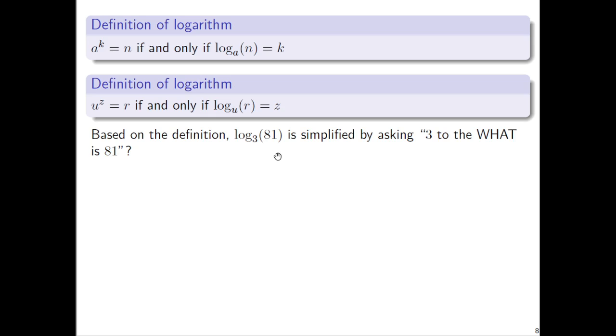So based on the definition, we went through this last time, but log base 3 of 81 is simplified by asking 3 to the what is 81? And, well, that what is 4, yeah? So in answer to the question, log base 3 of 81, that's equal to 4.